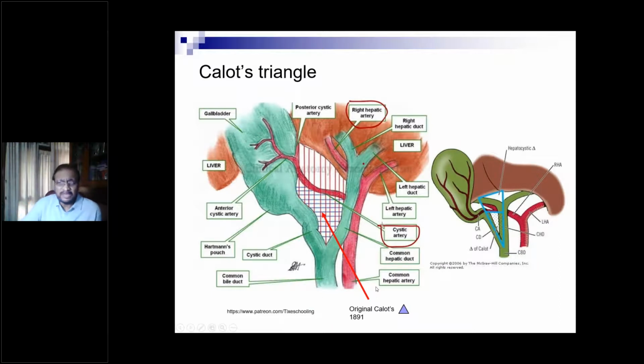This is a good figure of Calot's triangle and a good figure of the cystic artery, the two branches, the posterior and the anterior. And this, see this? This was the original Calot's triangle, 1891. The cystic artery, the cystic duct. But now it has shifted up. So now this forms the triangle: the lower edge of the liver, the medial edge of the gallbladder, the cystic duct, and the common hepatic duct. That is the new Calot's triangle.